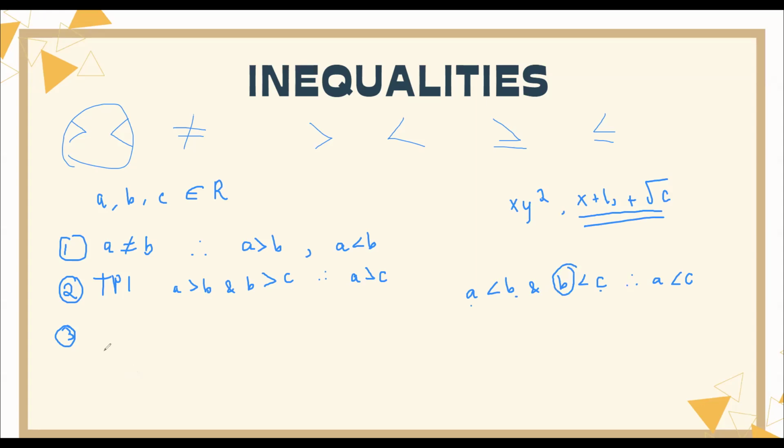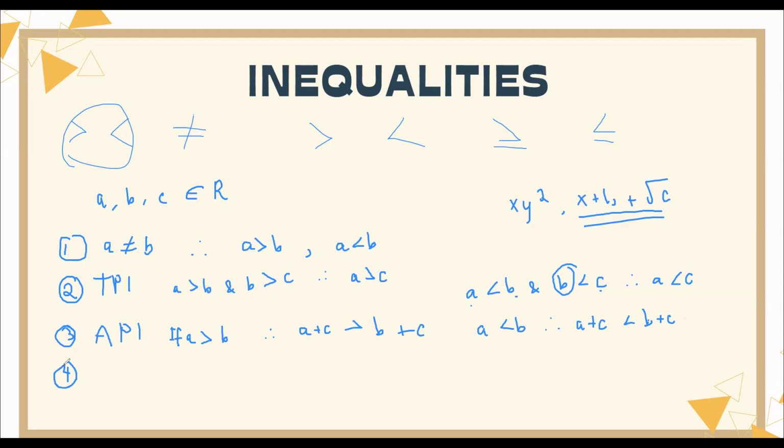So going back to properties, property three is the addition property of inequality. This states that if A is greater than B, then A plus C is also greater than B plus C. Similarly, if A is less than B, then A plus C is less than B plus C. So we can use all of this later once we start solving our inequalities.